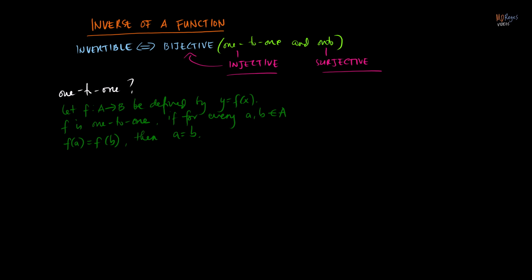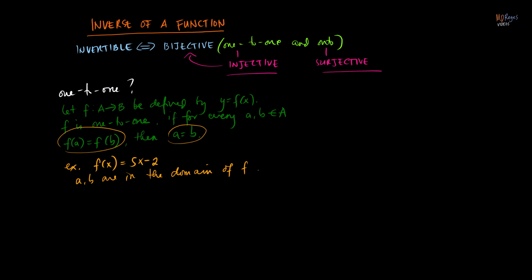For example, you have a linear function, f of x equals, let's just take 5x minus 2. When we want to show that this is a one-to-one function, we just have to take two randomly selected numbers from the domain, say a and b. So a and b are both in the domain of the function. We have f of a equals f of b must imply a equals b.